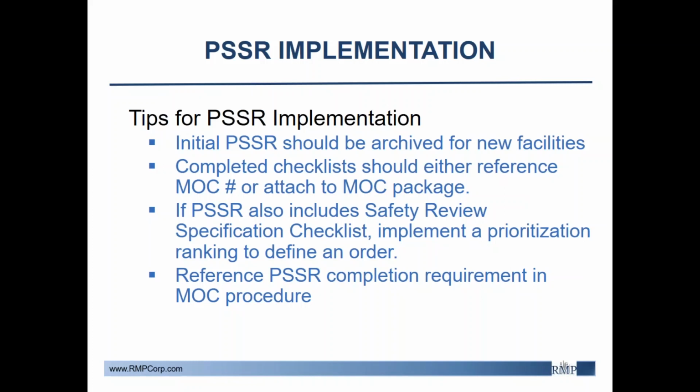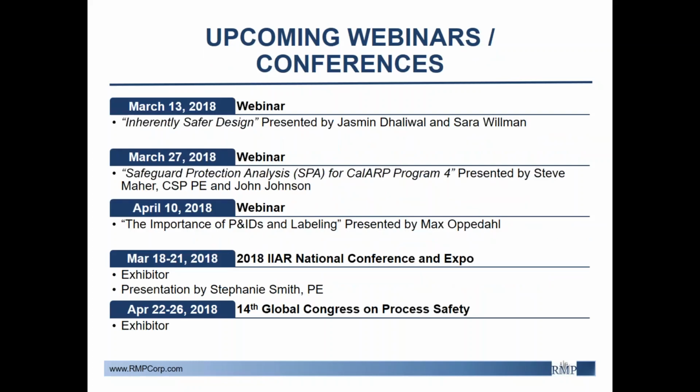And then if the PSSR also includes a safety review specification checklist, implement a prioritization ranking to define an order. That way you can make sure you're closing everything out that you need to. And then reference the PSSR completion requirement in the MOC procedure. Again, this is just to further emphasize the point that when you do your MOC, you need to do a PSSR. By having a reference in the form that people more often remember, it helps them remember to do the secondary form. That closes out our presentation on MOC and PSSR common deficiencies.